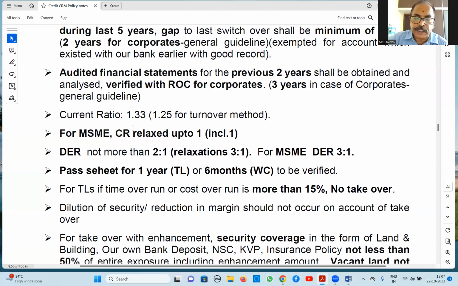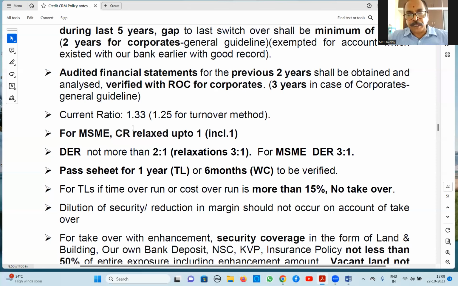Balance sheet for 1 year in case of term loans and 6 months in case of working capital to be verified. For term loans, time overrun or cost overrun more than 15%, no takeover. Time overrun means term loans for any industry construction, they will say 2 years it will take, but 2 साल से ज्यादा हो गया, more than 15%, 2.5 years हो गया, that means 25% exceeded, then no takeover.